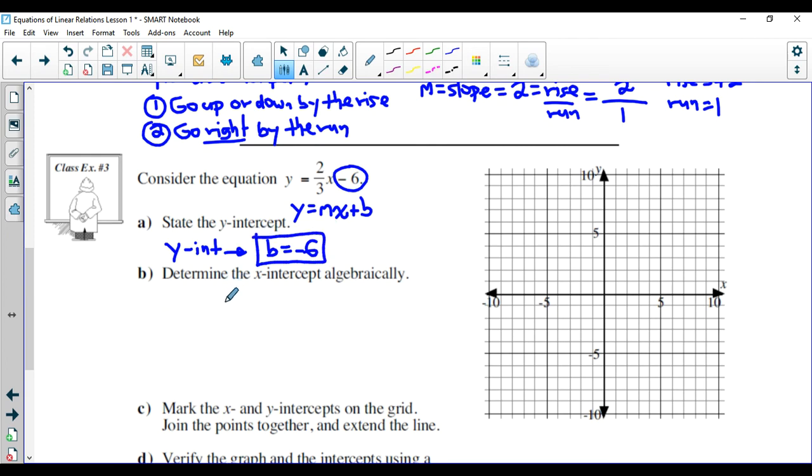Determine the x-intercept algebraically. Okay, so let's write down the equation. So y is equal to 2/3x minus 6. Let's rewrite that so it actually looks like a proper 6.